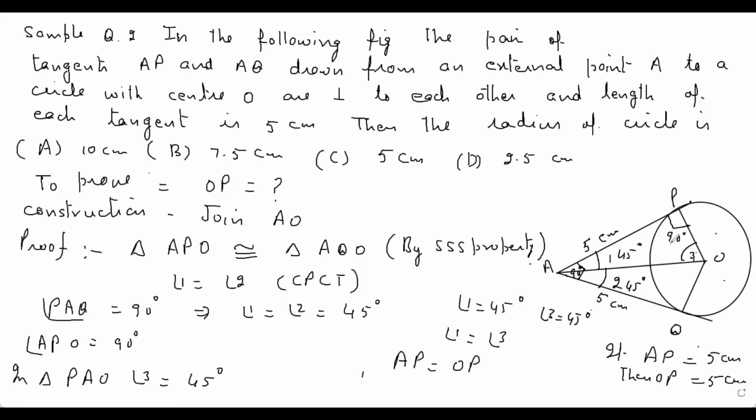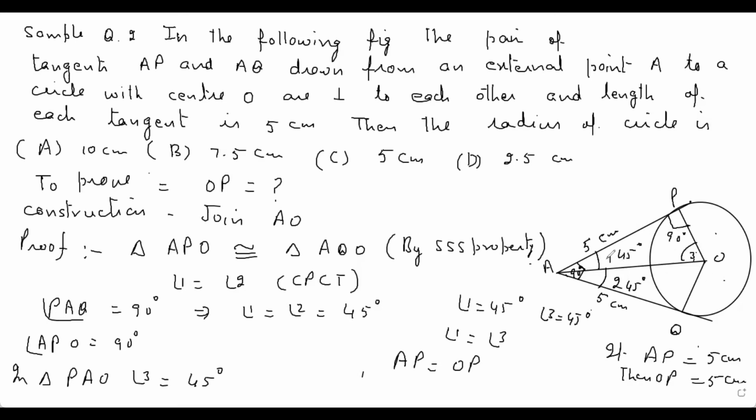Now let me repeat it. First, I'll join AO. I have two triangles. One is PAO, the other is QAO. First, you prove these two triangles are congruent. You can easily prove by SSS, because this side is equal to this side is equal to this side, and this is a common side. Both the triangles are congruent.